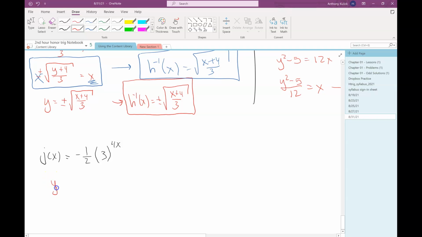Okay, so let's just replace the function notation with a y. What's my first step here? Anybody? We're trying to get the x by itself. Any ideas? Wrong answers are okay. You don't have to know the right answer. They can just be ideas.